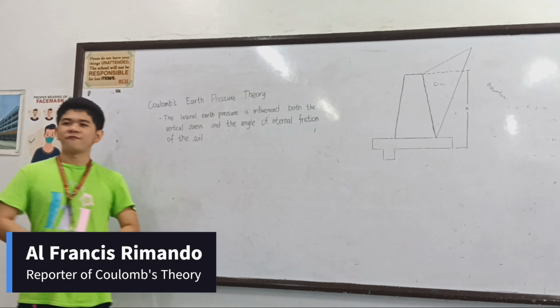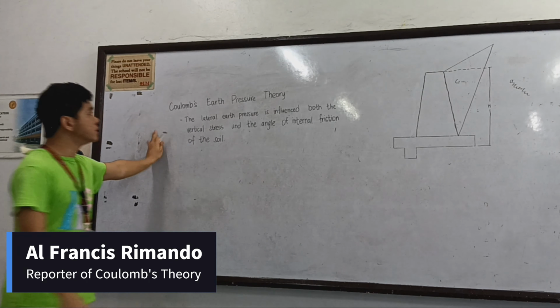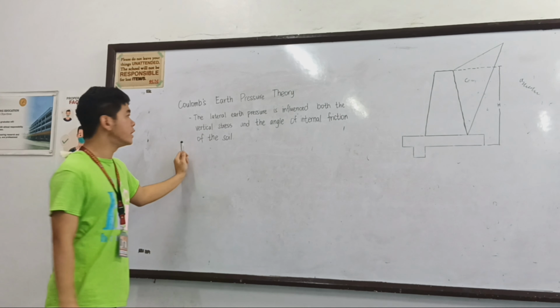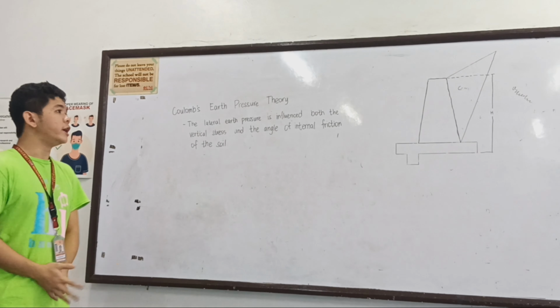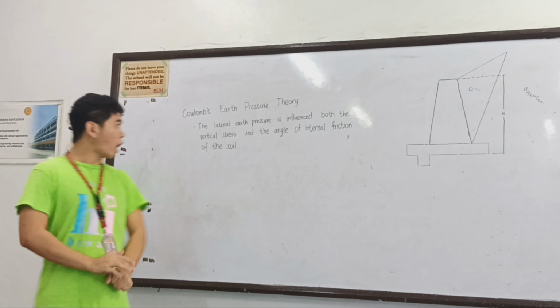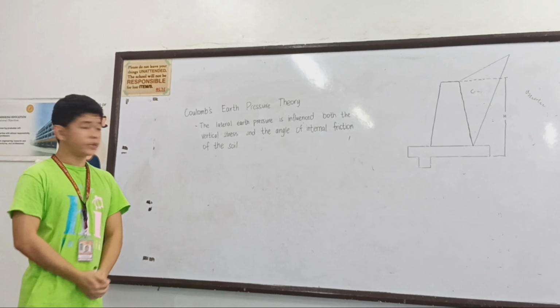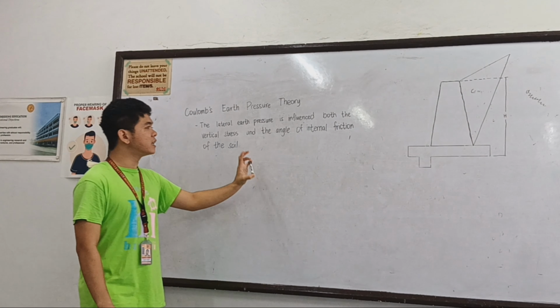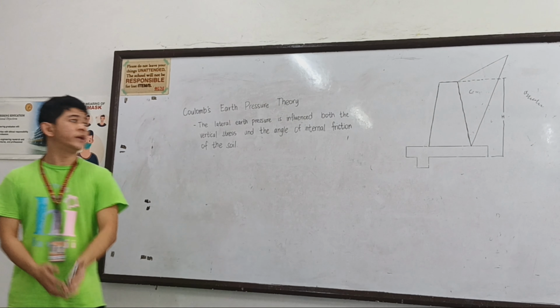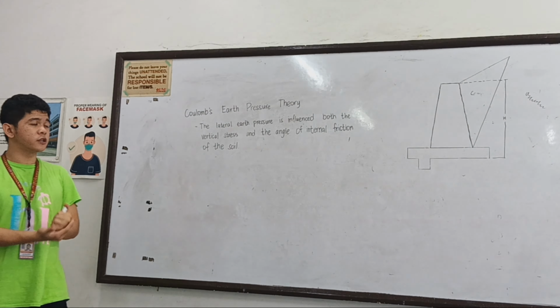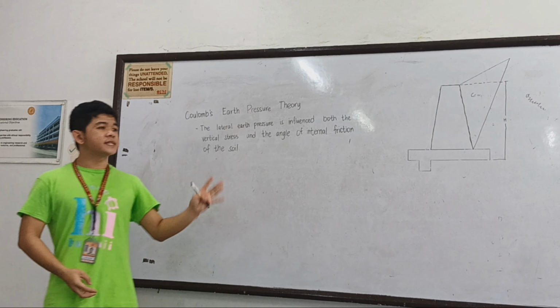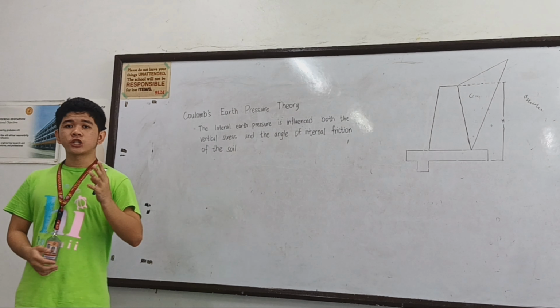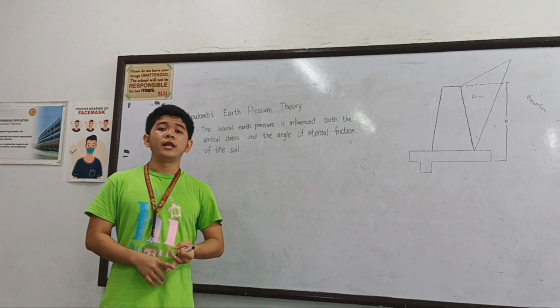Hello everyone, I am Rimondo, your reporter for Coulomb's earth pressure theory. I am from Group 4 and we're going to be talking about the theory of Charles Augustin de Coulomb. Coulomb's earth pressure theory states that the lateral earth pressure is influenced by both the vertical stress of the soil and the angle of internal friction of the soil. Coulomb's theory is different from Rankine's earth pressure theory because Coulomb considers the friction between the soil and the wall.